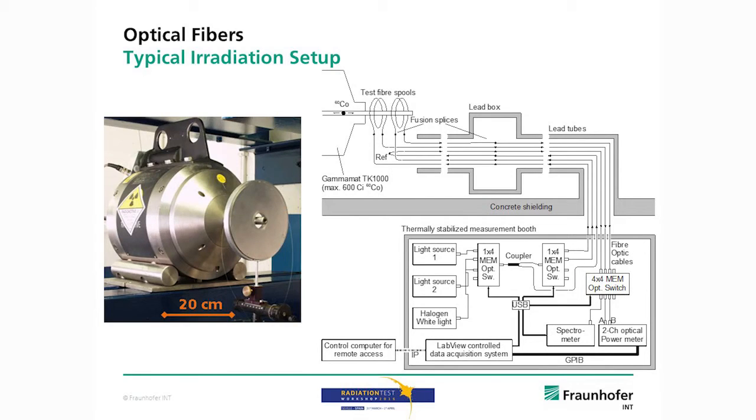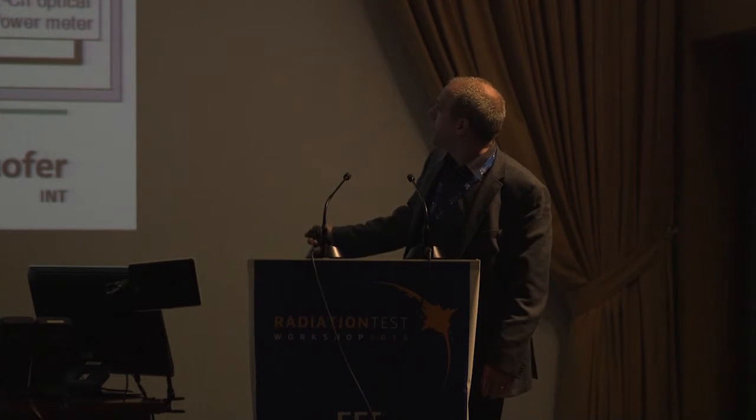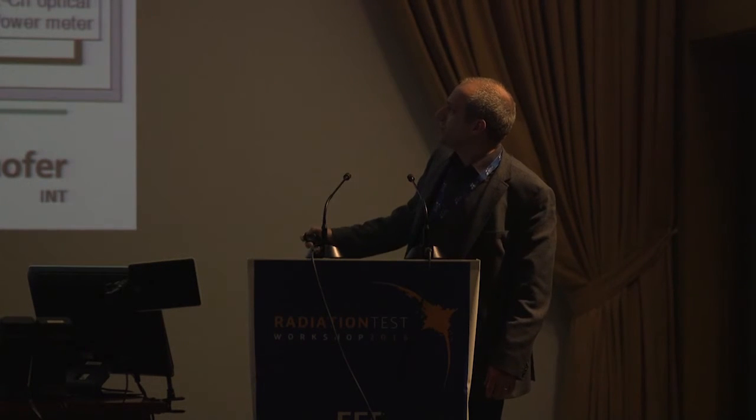And then we can put two fibers in parallel. We have one reference channel which is put through down to the irradiation hall to get a very good reference on any disturbances. And then they are switched back and put on a spectrometer or on an optical power meter, depending which light source you use.